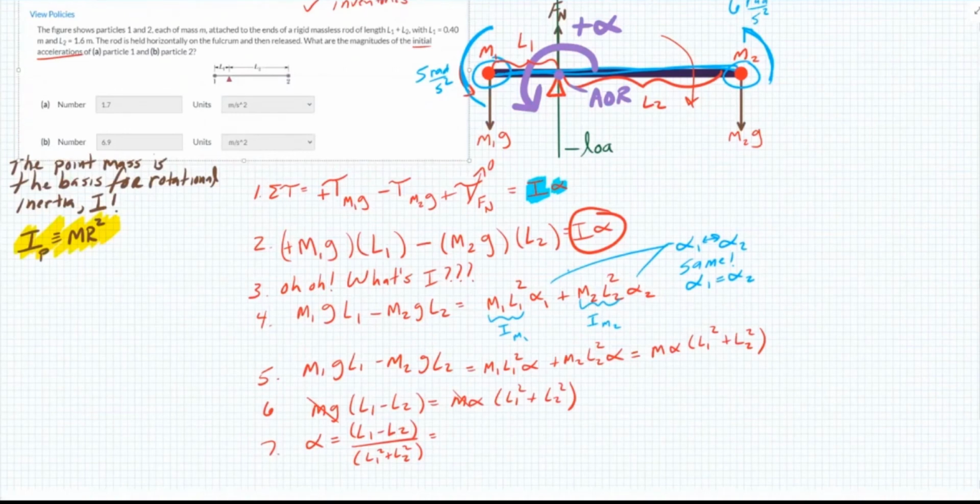0.4. Wait, don't you keep G or no? No, you're right. You're right. M1G. Yeah, it's a very good catch. You saved the day. Good one.